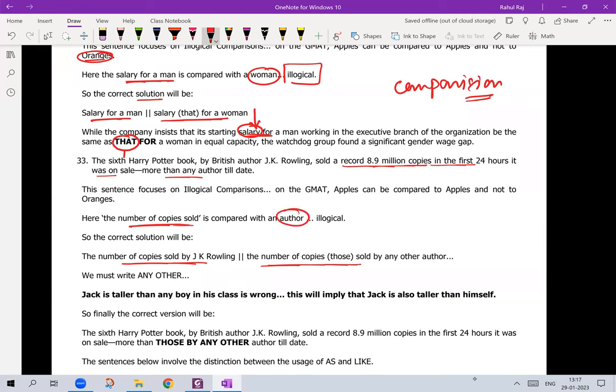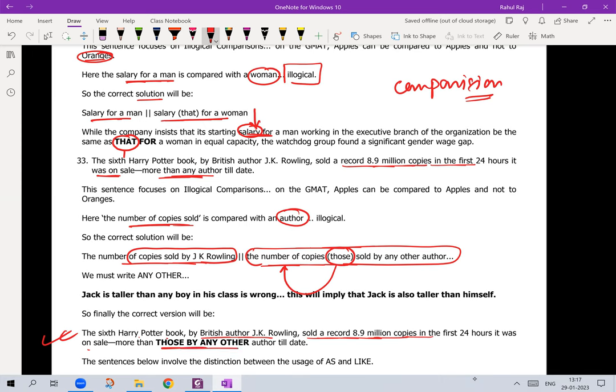The sixth Harry Potter book by British author J.K. Rowling sold a record 8.9 million copies in the first 24 hours it was on sale, more than any other author. This is 100% wrong. It should be more than those by any other author. The number of copies by J.K. Rowling should be compared to the number of copies sold by other authors. So this goes back to the number of copies. The right statement should be: the sixth Harry Potter book by British author J.K. Rowling sold a record 8.9 million copies in the first 24 hours it was on sale, more than those by any other author till date.